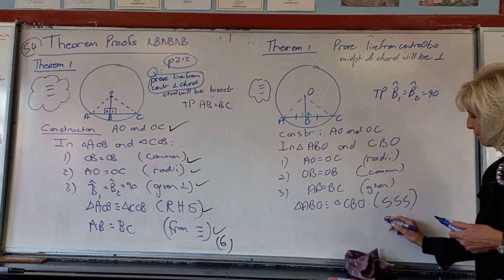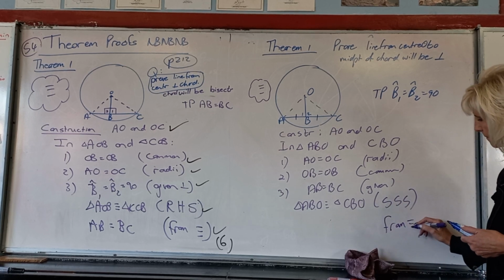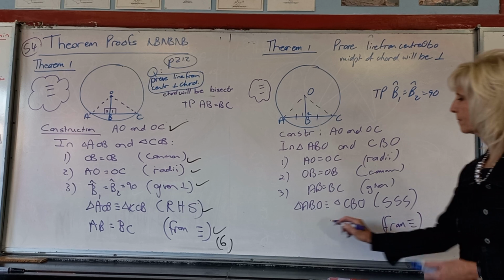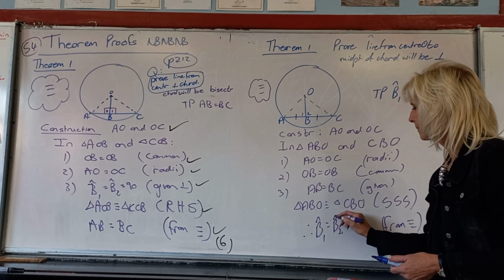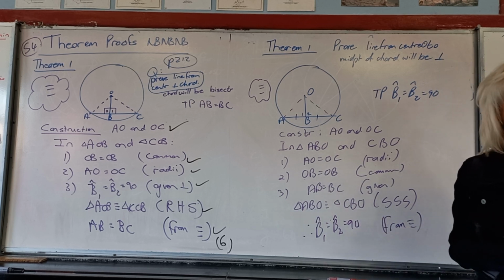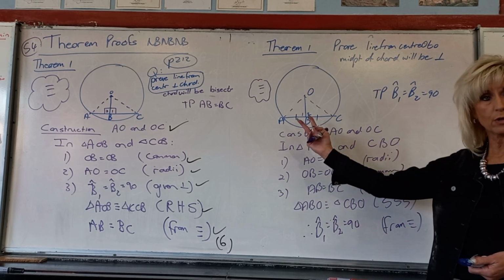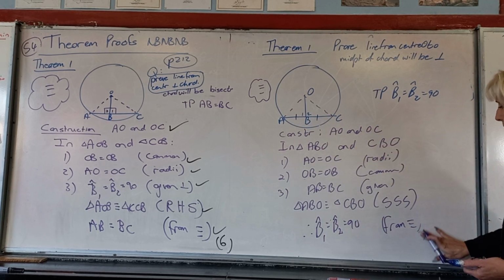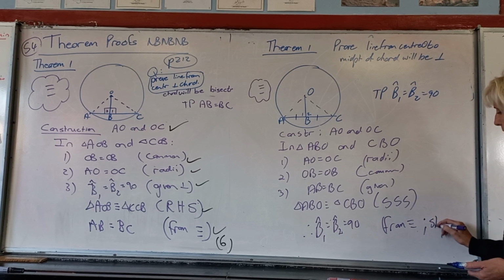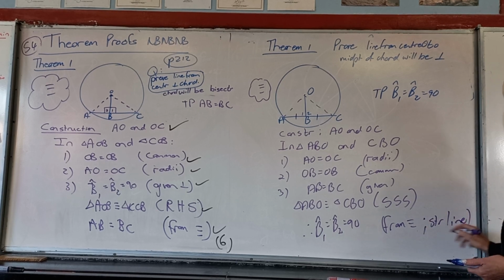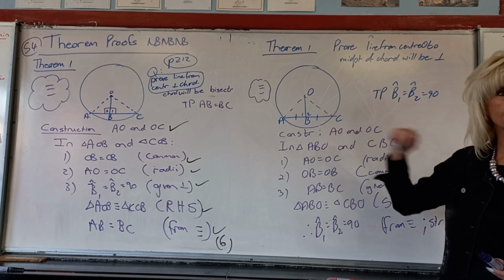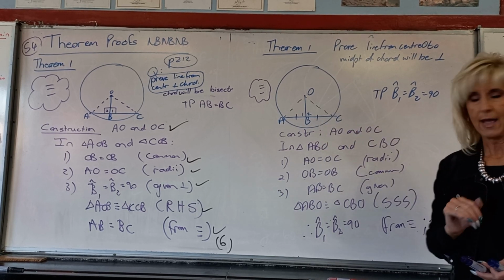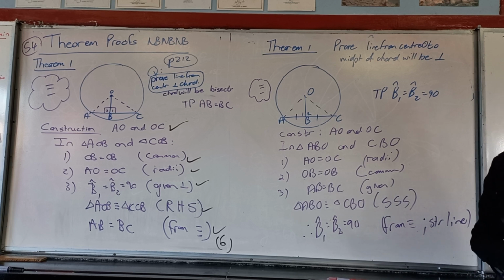What do you get from congruency? That B1 and B2 are both 90. Is that actually everything? I know that they're equal, but they're both 90 because it's a straight line. So there's actually 2 reasons. They're equal, but it's a straight line, so both of them have to be 90 to make up what? 180. And that's the end of theorem 1.